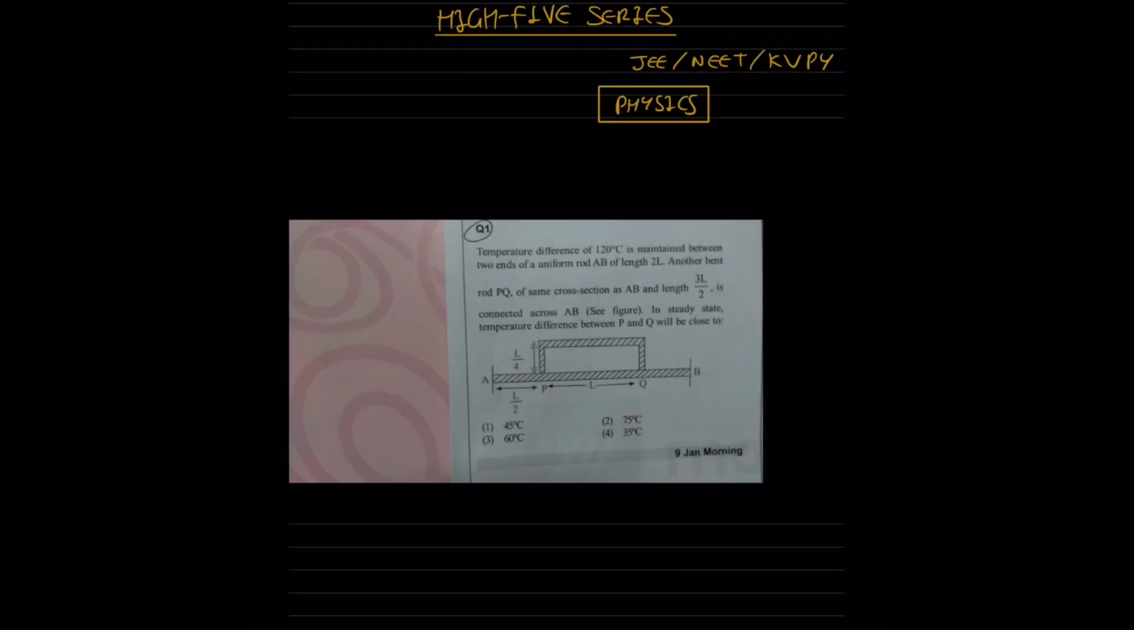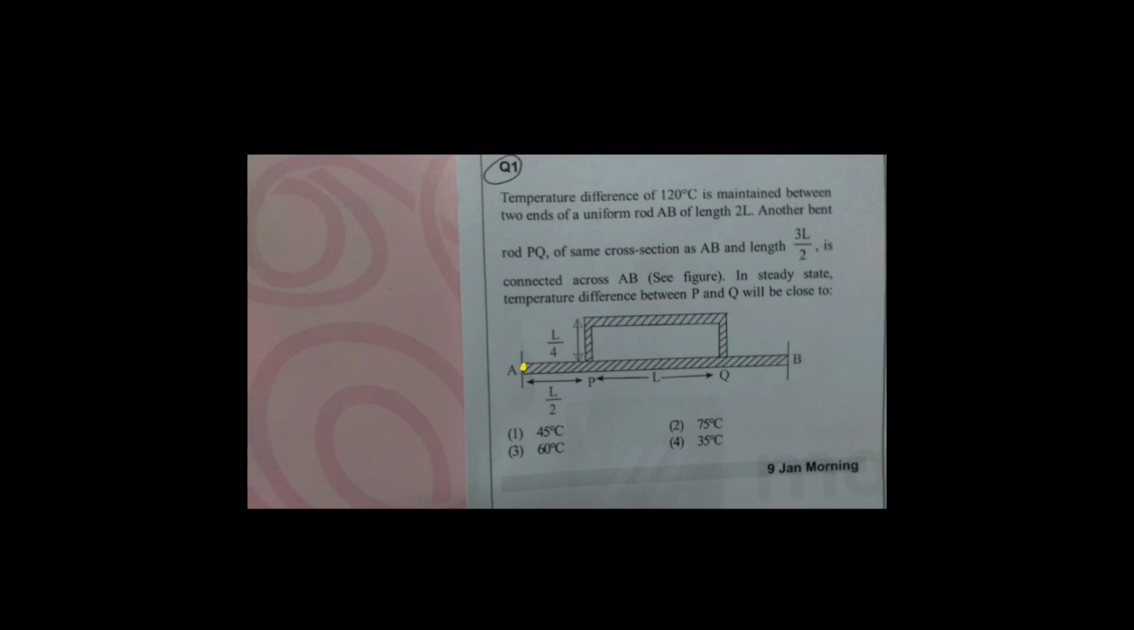Okay, in this question we have a temperature difference of 120 degrees Celsius which is maintained between 2 ends of a uniform rod AB, and the entire length of that rod AB is 2L. So I'll just open this figure now. So this entire length they've given us as 2L. So I can infer that QB will be equal to 2L minus L minus L by 2. So that is nothing but also equal to L by 2.